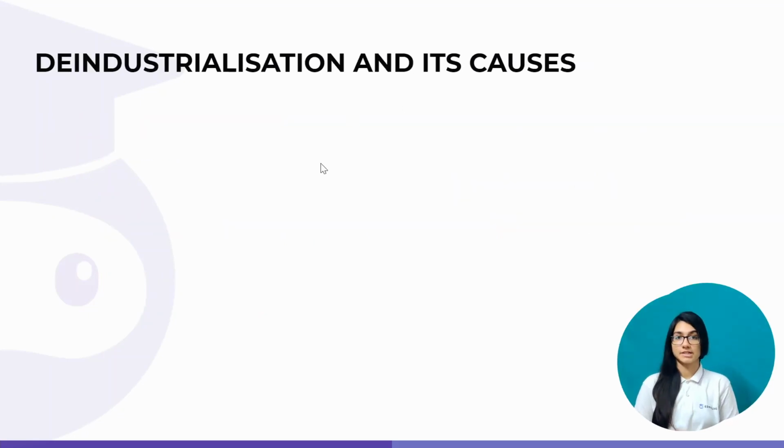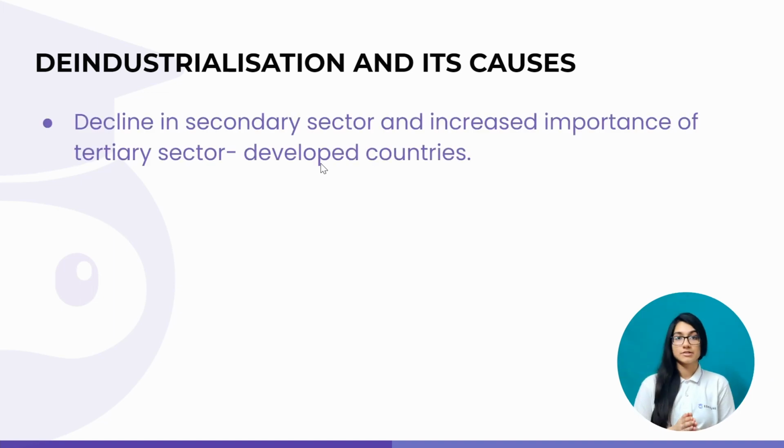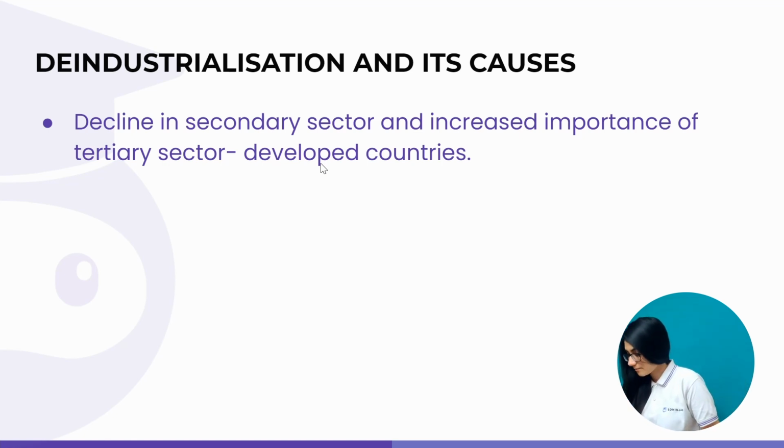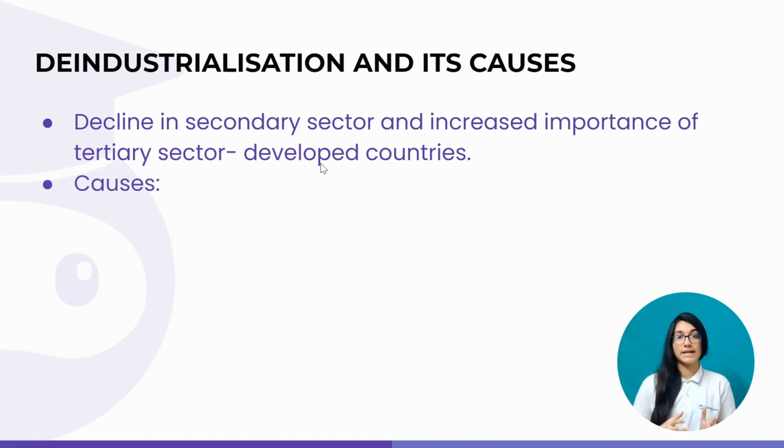Moving on to deindustrialization. Deindustrialization is when there is a decline in the secondary sector and there is an increase in the importance of tertiary sector. Now we saw that industrialization was when an economy moves from the primary sector to the secondary sector. And now in deindustrialization, the economy is moving from the secondary sector to the tertiary sector. Now countries that do this are also called developed countries. Let's look at the causes for why deindustrialization takes place.